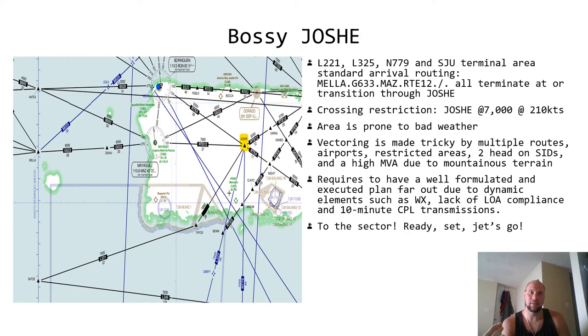Not to mention that sometimes Santo Domingo will not always comply with the LOA. Now, this is not me trying to attack the Santo Domingo colleagues that we have on the island of Hispaniola. We're not talking about that. That's a different conversation for a different day. What I mean by that is sometimes they will not issue the crossing restriction altitude, flight level 310 at Sato, flight level 250 at Maya. Sometimes they'll be descending. So now you have to work with getting these aircraft down to meet that JOSHE restriction while formulating a plan and possibly having to vector with all of the things being considered that we covered in the bulleted list above this one. So this can get difficult.